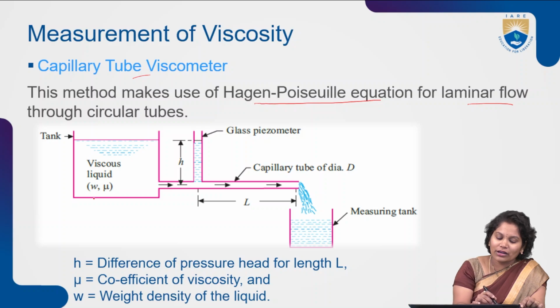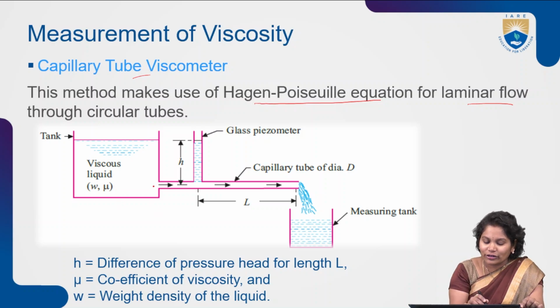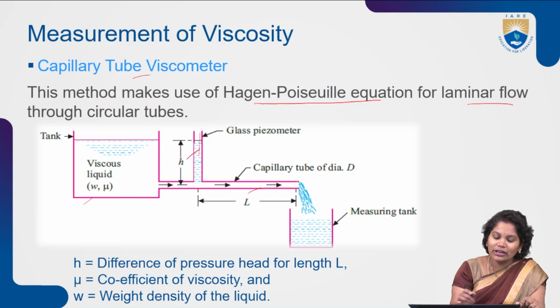Here one tank is there. To that tank a pipe is attached, and to this pipe we see one piezometer. This is the piezometer, this is the tank, and this is a capillary tube. Laminar flow is flowing in this circular pipe. From this, another measurement tank is collecting the fluid coming from the circular pipe, the fluid whose viscous nature or viscosity we have to measure.